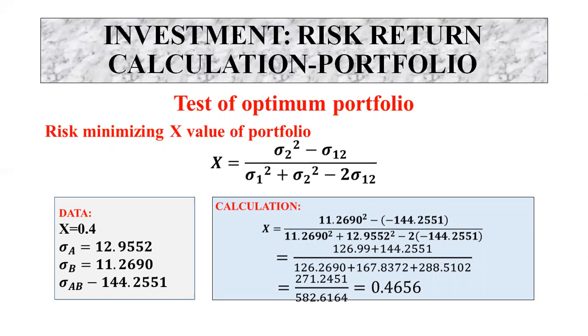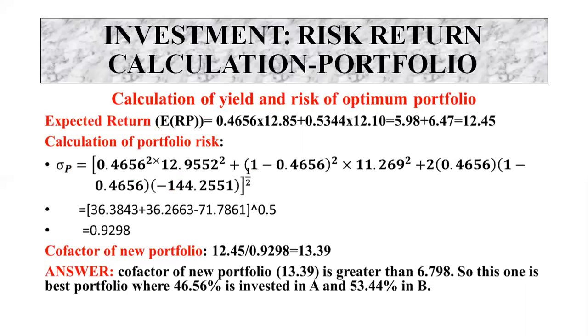Now let us see what is the value of X. We have applied the numerical values in the formula and the figure is X equal to 0.4656. So this result is showing that instead of investing 40% in security A, we have to invest 46.56% in security A and the balance 53.44% in security B. So that should be the optimum portfolio.